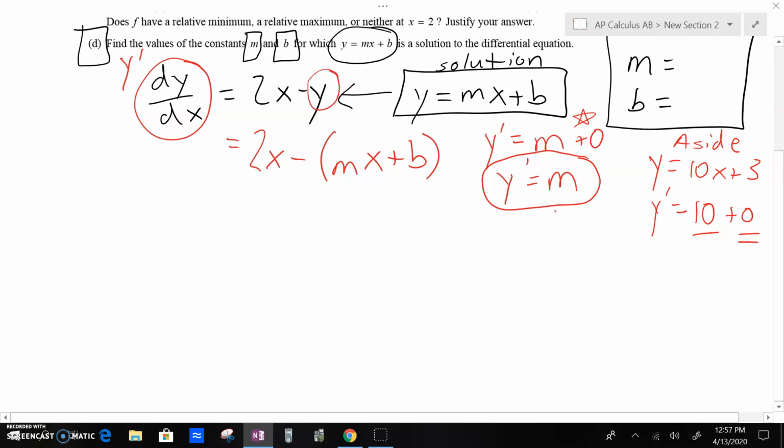The derivative is the slope. And what's the slope of a linear function? Well, the slope of a linear function is the number that sits in front of x. In this specific example, it's 10. In the general example, it's m. So, a long-winded way of saying y prime equals m.